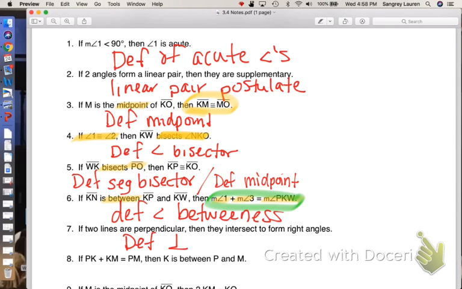Number 8, we're talking about two segments being added that are next to each other to equal the whole big segment. And then it says K is between P and M. So hopefully the word between made you think of segment betweenness or angle betweenness. And we're looking at segments being added together. So this is definition of segment betweenness.